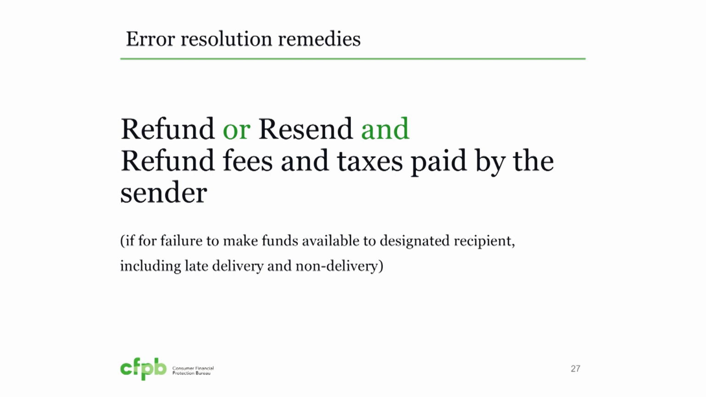This slide discusses remedies for when an error occurs. The remedies generally available include refund or resending the transfer in an amount appropriate to correct the error. The resend generally has to be done at no cost to the consumer. If the error is a failure to make funds available, including late or non-delivery, then there is a separate remedy. Generally speaking, a refund of fees and taxes charged is imposed. Taxes need only be refunded to the extent allowed by law, and to the extent that they were collected from the sender at the time the sender authorized the transfer. The Bureau also recently made an adjustment to the remedy available when an error occurs because the sender provided incorrect or insufficient information.